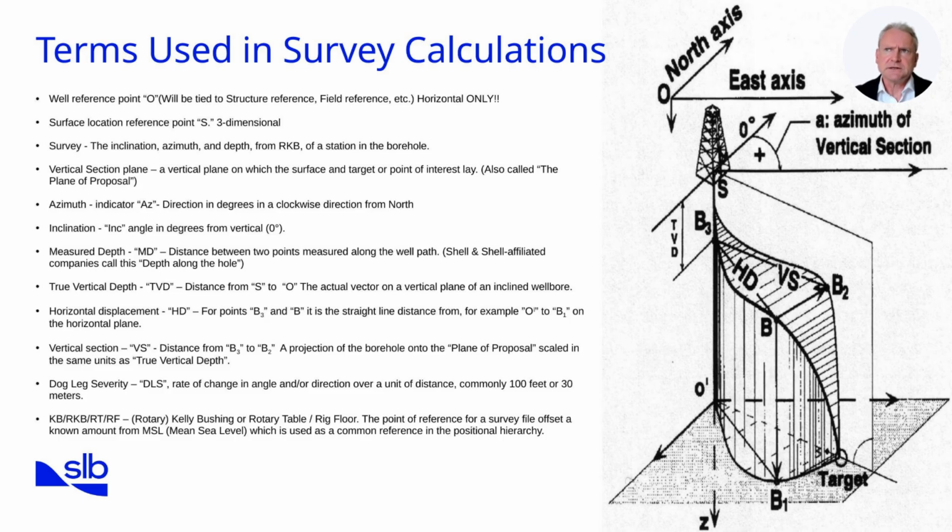Azimuth, AZ, defines the direction in degrees clockwise from north, while inclination, INC, is the angle in degrees from vertical. Measured depth, MD, is the distance along the well path, and true vertical depth, TVD, is the vertical distance from the surface to the well reference point. Horizontal displacement, HD, is the straight line distance on the horizontal plane, while vertical section, VS, projects the borehole onto the plane of proposal. Dogleg severity, DLS, describes the rate of directional change over 100 feet or 30 meters. Finally, references such as KB, RKB, RT, and RF define the rig datum relative to mean sea level.